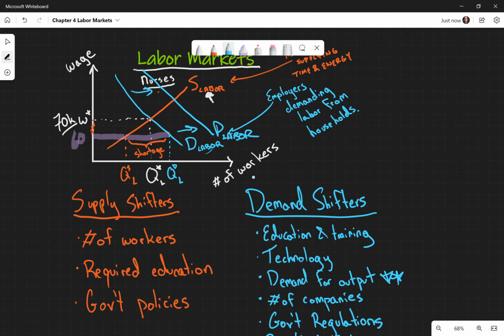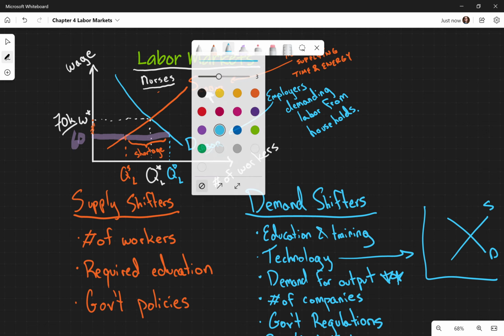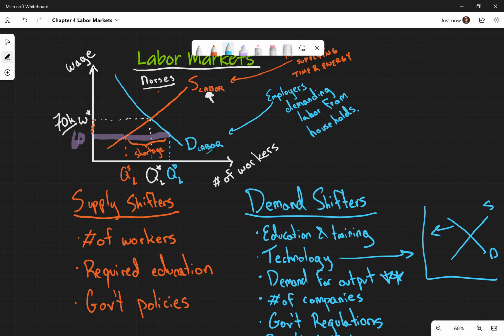Technology. If all of a sudden you are on the auto line, and there are new robots, new automation that come in, that's going to be a significant shift inwards in labor. The other one I could think of with technology is self-driving cars. As self-driving cars become a thing, the labor demand for truck drivers is going to decrease significantly and result in a lower equilibrium wage and fewer truck drivers employed in the future.